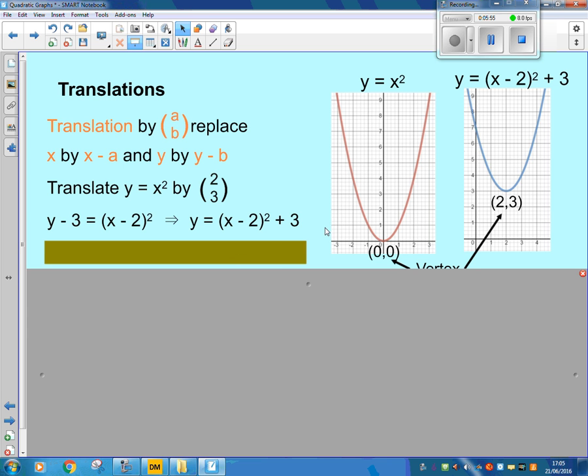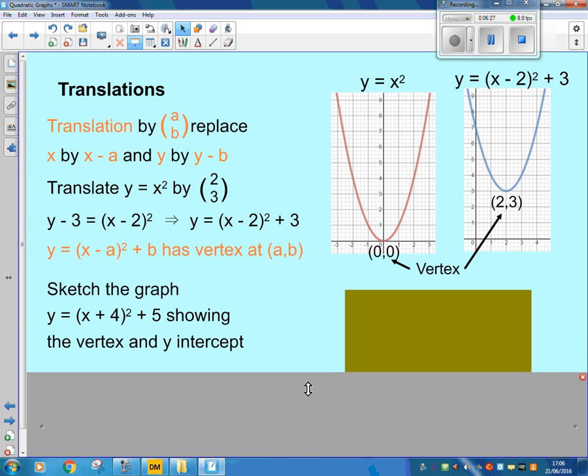Now, if we compare the vertex with the equation, what you will see is that if you've got x minus 2 all squared plus 3, it has a vertex at the point 2, 3. So y equals x minus a all squared plus b has a vertex at a, b. In this case, my a was 2 and my b was 3.